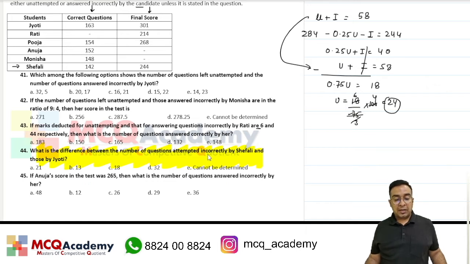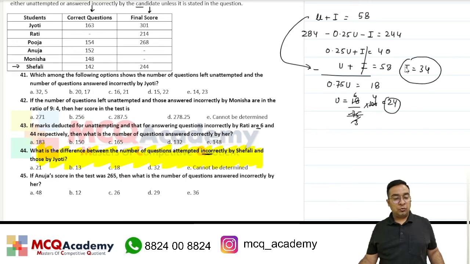आपको यहाँ पे बताना है डिफरेंस बिटवीन इनकरेक्ट क्वेश्चंस मार्क्ड बाय these two students. तो बाकी बचे हुए इनकरेक्ट नंबर हमारे पास में आ जाता है कितना? u प्लस आई की वैल्यू तो 58. तो i की वैल्यू हमने 24 यहाँ पे u की जगह रखा. सो दिस वैल्यू बिकम्स इक्वल टू 34. सो नंबर ऑफ क्वेश्चंस मार्क्ड इनकरेक्टली बाय शेफाली इज इक्वल टू 34.